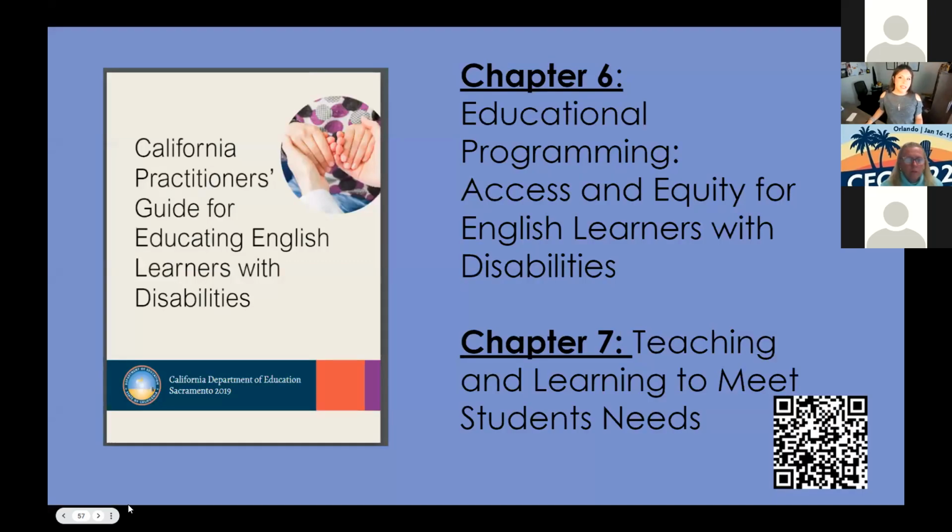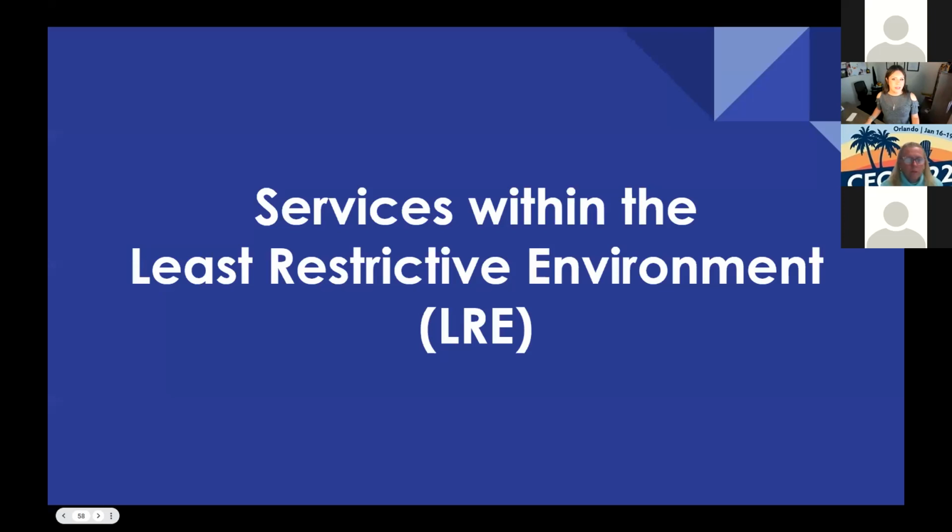Which brings us to chapter 6, when we're talking about access and equity for English learners with disabilities, and chapter 7, teaching and learning to meet student needs. Again, programming, access, equity, and pedagogy, teaching and learning to meet student needs. Next slide. Going back to our slide where we talked about the thread of ed benefit from LRE to FAPE, now we are considering the continuum of supports and services. Next slide.